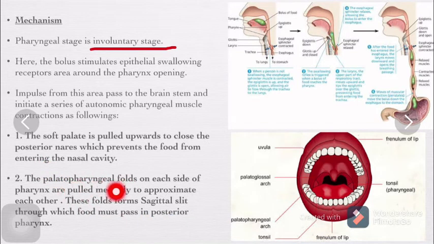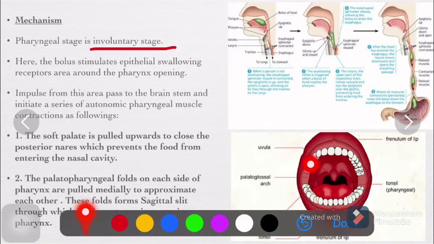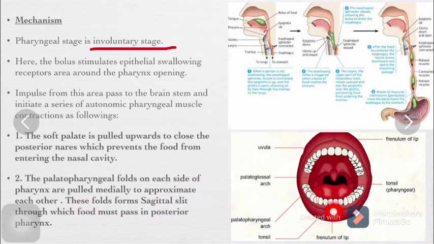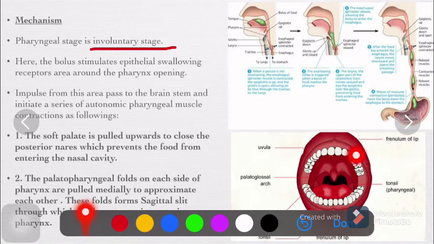Secondly, the palatopharyngeal folds on each side of the pharynx are pulled medially towards the center to approximate each other to create a contraction-like form. These folds form a sagittal slit, that is a division from the center of the plane of the object, through which the food must pass into the posterior pharynx. So it is the place from where the food is passed into the posterior part of the pharynx.